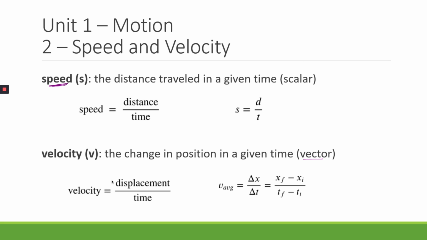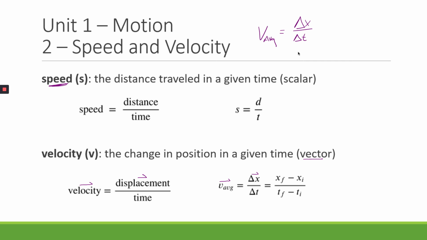So in velocity, we're going to do displacement divided by time. Since displacement is a vector value, that means velocity has to be a vector value. So velocity is just the change in position in a given time. It's your displacement divided by the time it took to do that displacement. And again, vector value, so that means your V average is a vector value. Okay, so we got our first real formula here. V average is displacement over time.